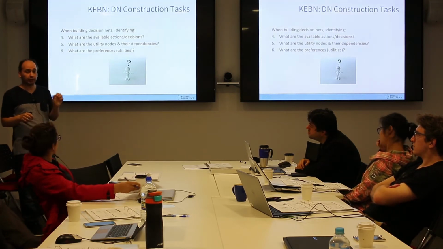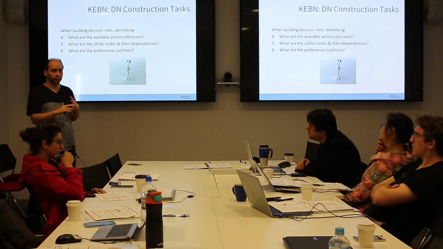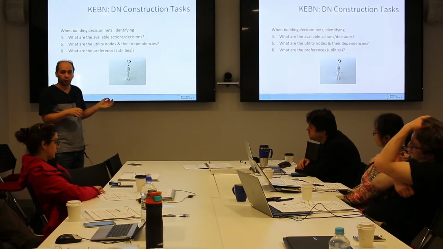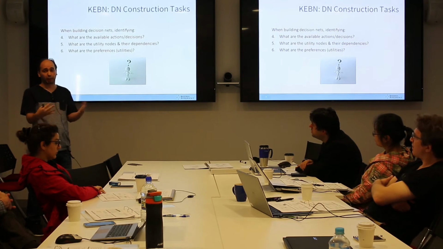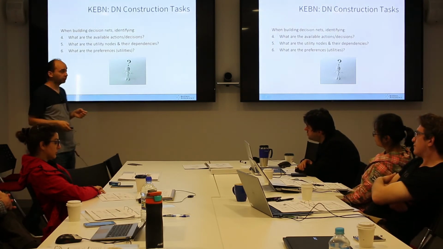And it's a little less clear than when you're building a probabilistic structure, because there you can use causality to guide you. With the utilities, you haven't got that guide. What you've got is, does this really matter to me? Does it really matter to the stakeholder? So that's your guide.